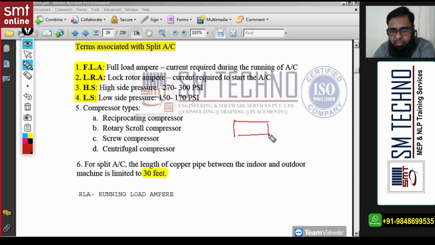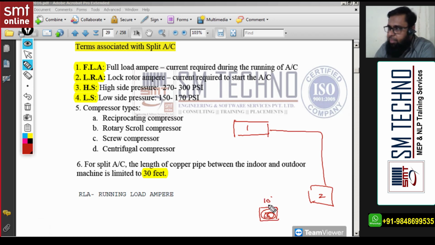Suppose this is indoor and somewhere here is outdoor. We require the copper pipe connection, right? Indoor, outdoor. Generally, when you purchase a split unit, you'll get 3 boxes. One is for indoor, one is for outdoor, and one more box, in which you'll find the copper pipe. Maximum manufacturers will provide 10 feet of copper pipe with the machine. But if the distance between indoor and outdoor is more than 10 feet, we need to go for additional pipe. Generally, manufacturers offer up to a 30 feet limit.